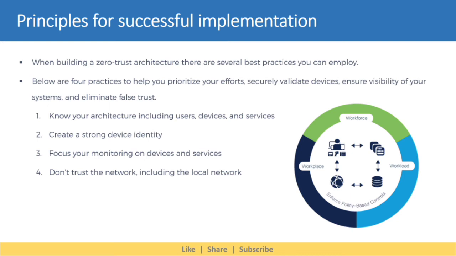Below are 4 practices to help you prioritize your efforts, securely validate devices, ensure visibility of your systems, and eliminate false trust. First, know your architecture including users, devices, and services. To secure your network and assets, create a full inventory of your users, devices, and services. This includes what data and assets each need to be accessed, what possible liabilities that access creates, and how access is managed.